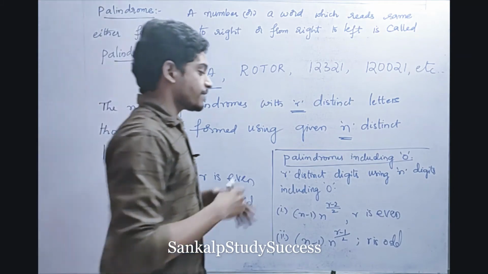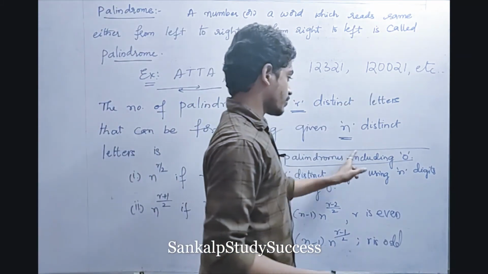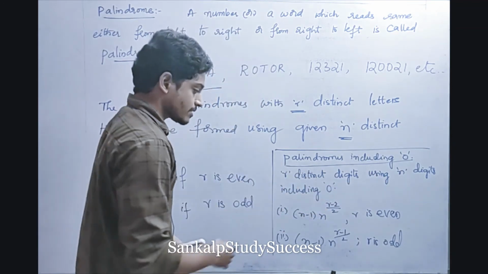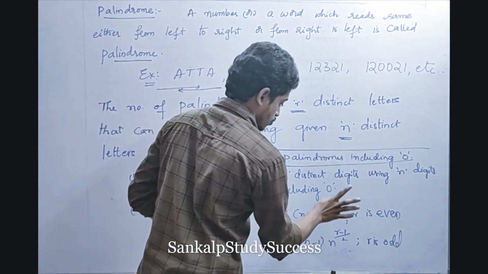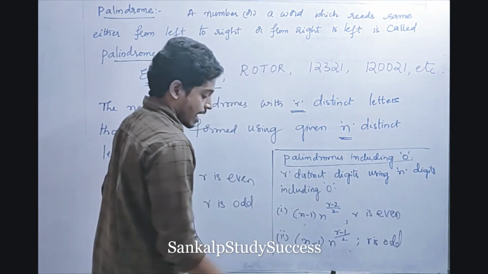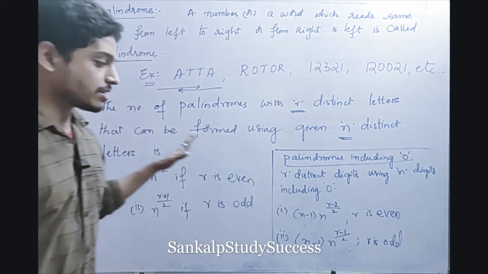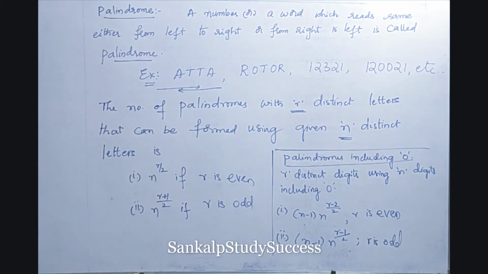Okay friends, suppose 0 is there in the palindrome. For r distinct digits using n digits including 0, it is (n minus 1) into n power (r minus 2) by 2 where r is even, and (n minus 1) into n power (r minus 1) by 2 when r is odd. So these are the important formulas. Based on this, let us do a few problems.